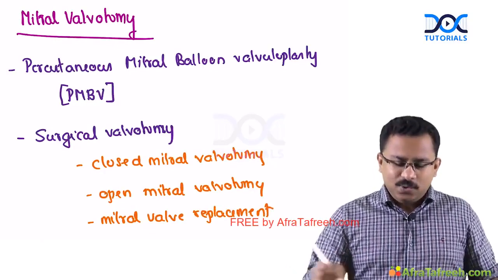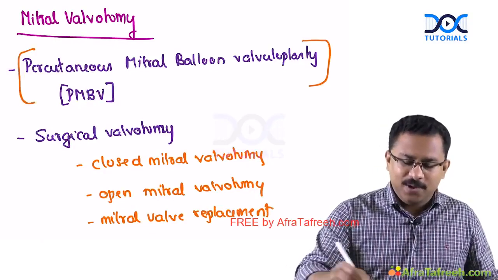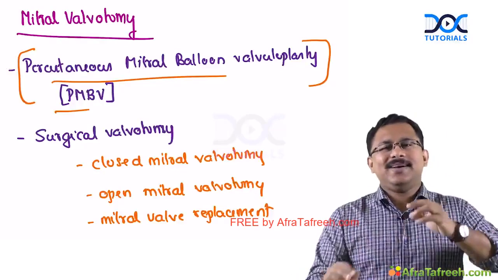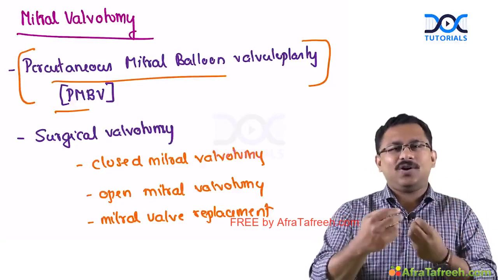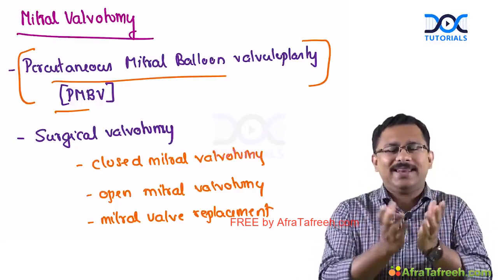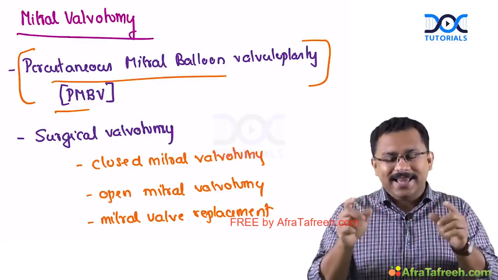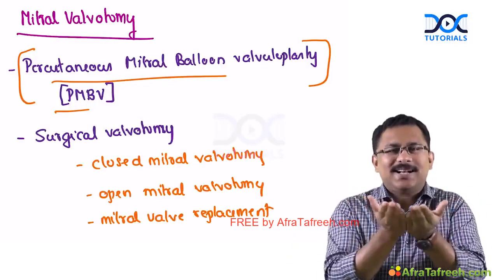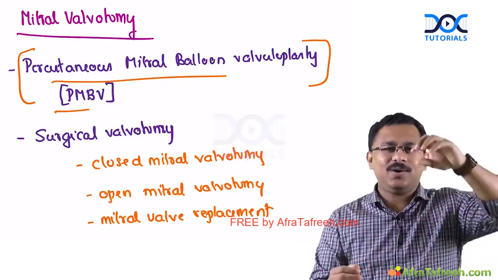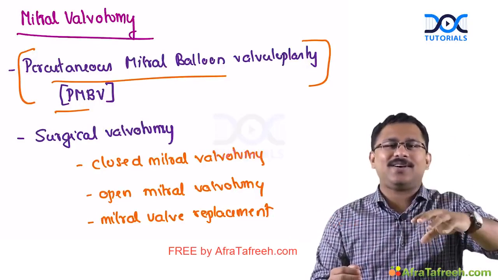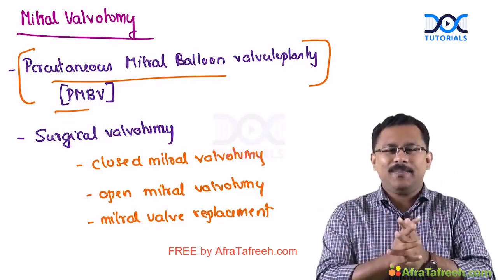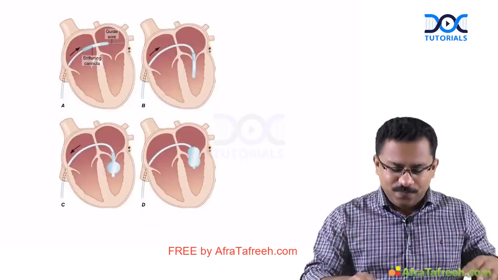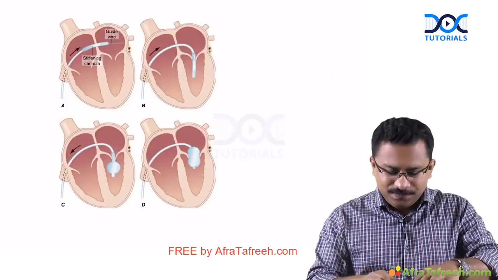Okay, so coming to PMBV, percutaneous mitral balloon valvuloplasty. See, what you do is that you pass a balloon catheter across the mitral valve and inflate this balloon catheter, and thereby you are splitting the commissures. Because in mitral stenosis, there is a commissural fusion. So you advance a balloon catheter and inflate it across the valve and split open the commissures. Okay, so that is PMBV. I'll just show you the technique also.